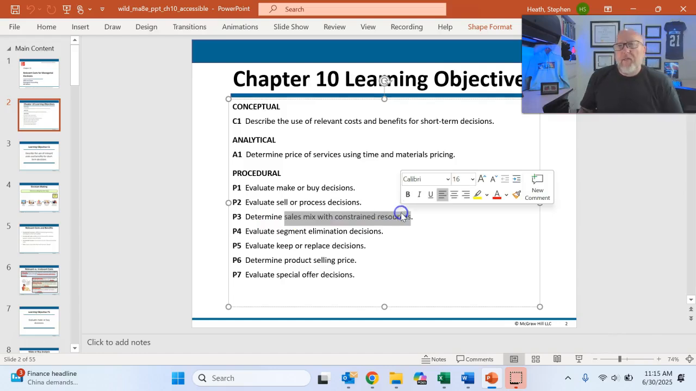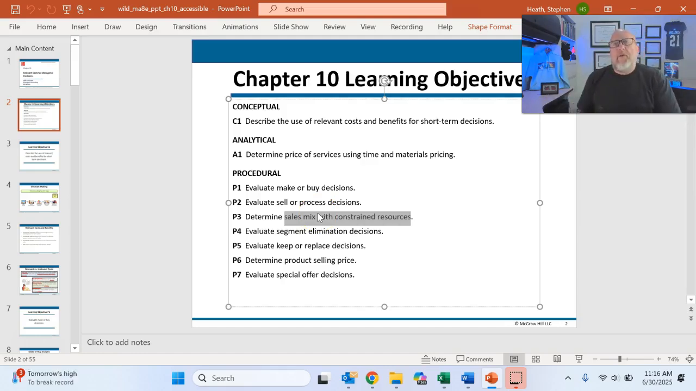Determine sales mix, constrained resources, right? So if I have a very popular product that makes a lot of money, do I only want to sell that particular product, or do I want to sell other products that may not be as profitable but are necessary to sell in order to have customers come into our store? So that's sales mix. And then obviously, if I have limited shelf space, how do I determine what products I put on the shelf?